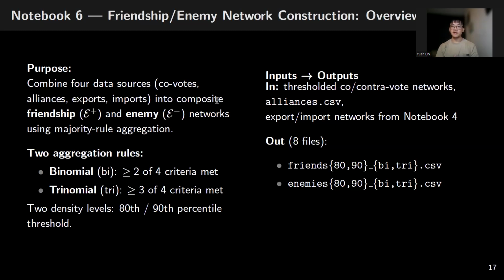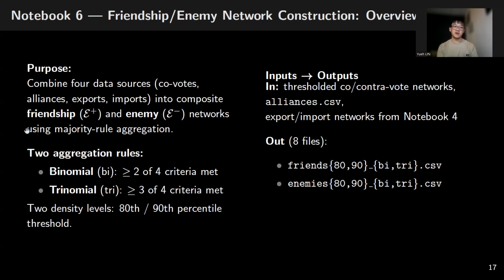So we talked about before, we got different criteria. We got the covote, contravote, we got alliances, we got an export, and one more criterion, something like that. What we have is two different types of aggregation rules. We got binomial aggregation and trinomial aggregation. Binomial: two of the four criteria are met. Trinomial: three of the four criteria are met, as well as two different density levels, 80% and 90%.